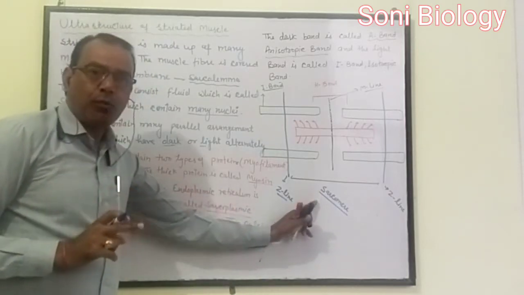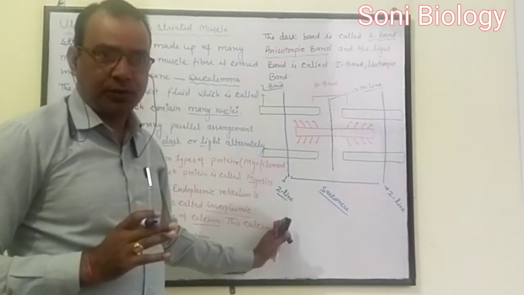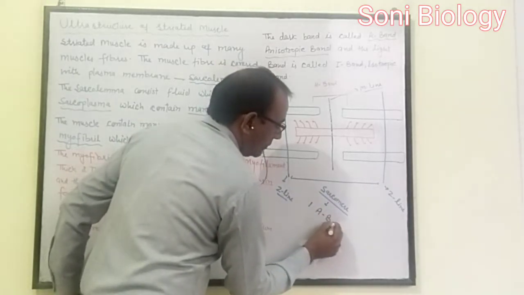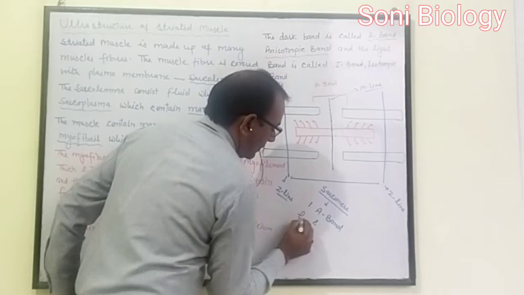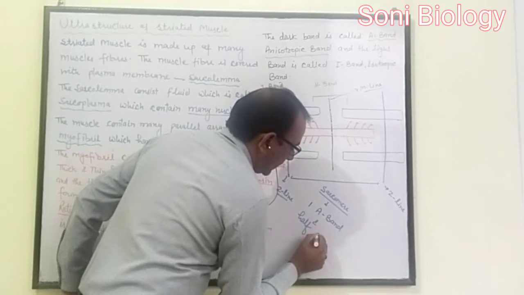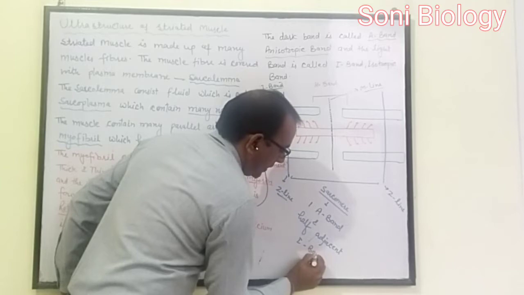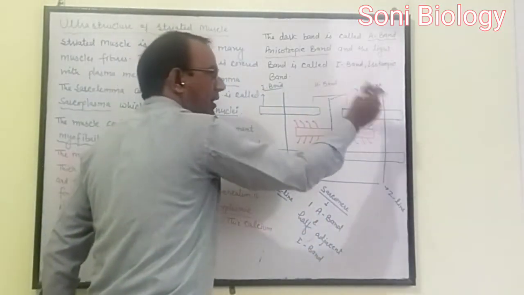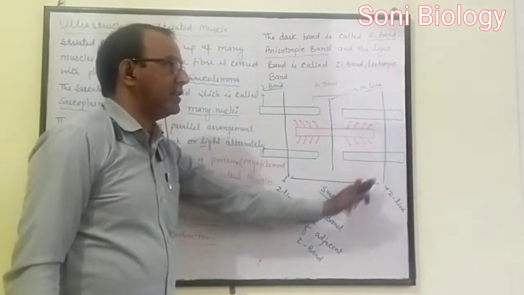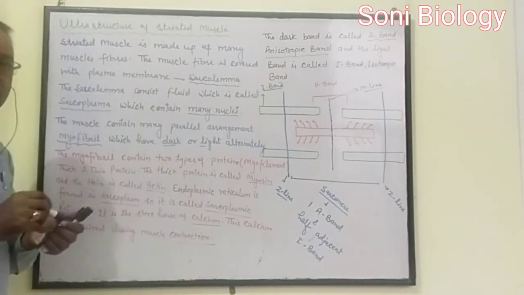Again listen, the distance between two successive Z lines is known as sarcomere. Sarcomere contains one A band and half adjacent I band. It means half from the left side and half from the right side. Half I band and one A band are contained in sarcomere. This is the ultrastructure of striated muscle.